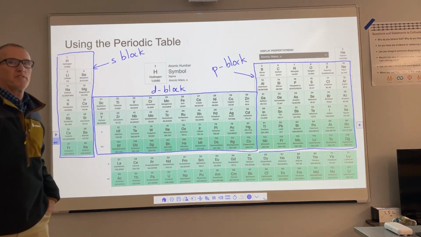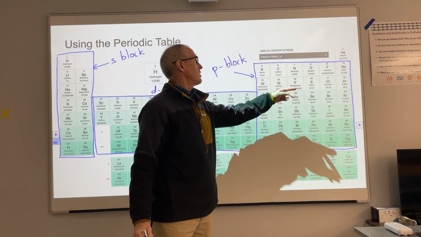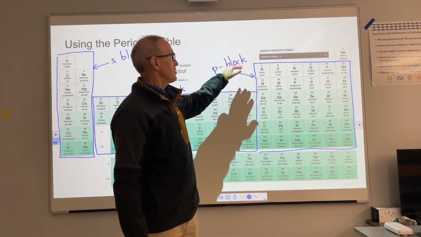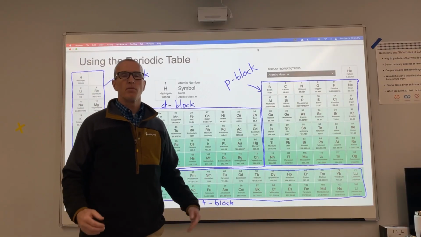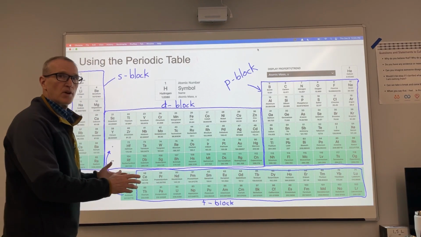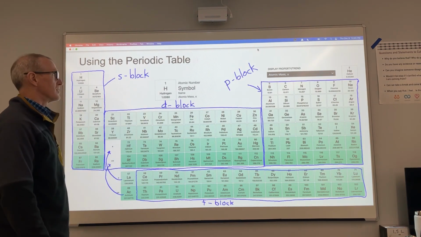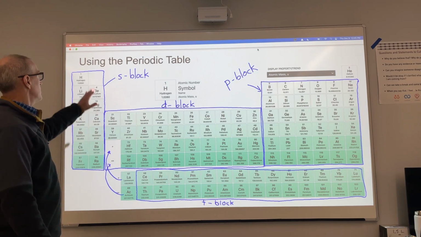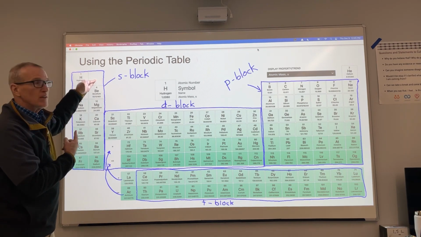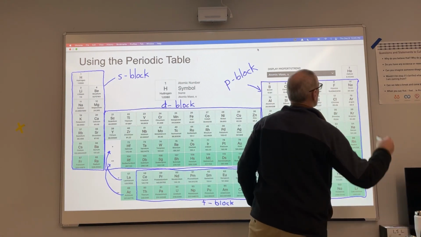Over here, we have what we refer to as the p block. When we're going through here, we're putting electrons into the p sublevel of a certain main energy level. So the blocks on the periodic table represent the sublevels. We can use the periodic table to identify what sublevels are being occupied by electrons. So a quick review, this is the s block here. Notice this gap right here, that's where helium belongs.